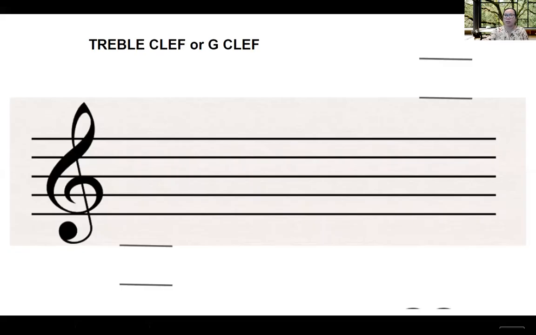I'm going to share my screen with you and you should see my screen right now. And the first thing we're looking at is the treble clef or the G clef. We are going to be concentrated on the notes that land on this clef.